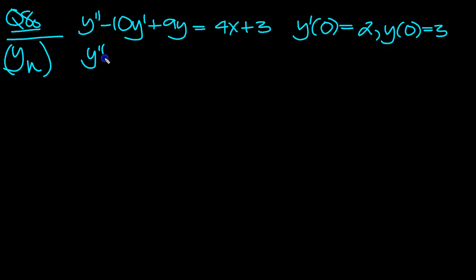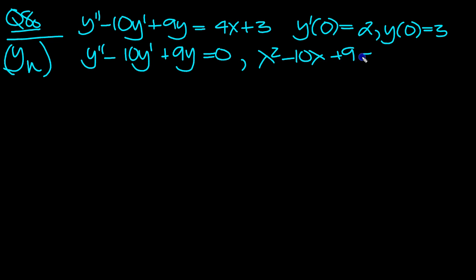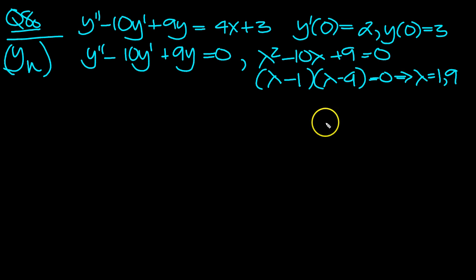So we've got y double dashed minus 10y dashed, as we said, plus 9y is equal to 0, giving rise to the associated auxiliary equation lambda squared minus 10 lambda plus 9. This should factorize, isn't it? Minus 9 and minus 1. So that tells us then that lambda is equal to 1 or 9. So that's case 1, real distinct roots.